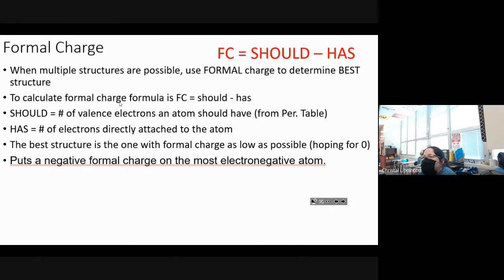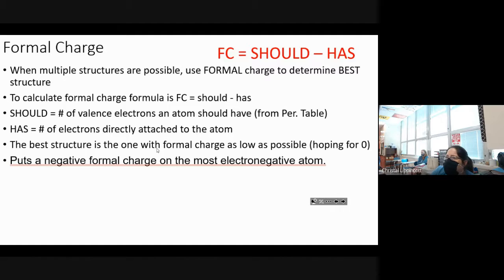So you can have multiple structures possible, but formal charge is what you're going to use to determine what the best structure or the most likely structure is, because it comes down to this. You calculate it as should minus has. Should is the number of valence electrons an atom should have. So you look at the periodic table. 3, 4, 5, 6, 7. Good? Okay, so you know those. Minus has, how many do they actually have?